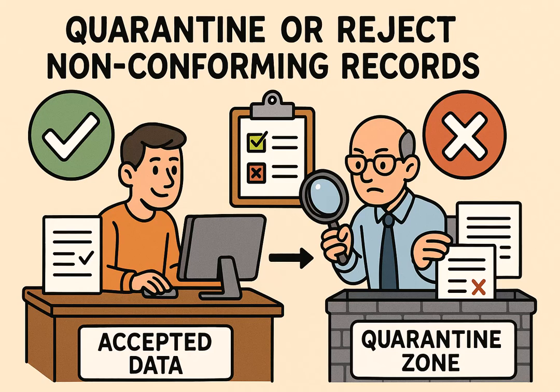Today we're going to continue on this discussion around data governance, all things data governance. So, welcome back. Today we're going to dive into a critical but often overlooked part of data governance, which is called quarantining or rejecting non-conforming records.